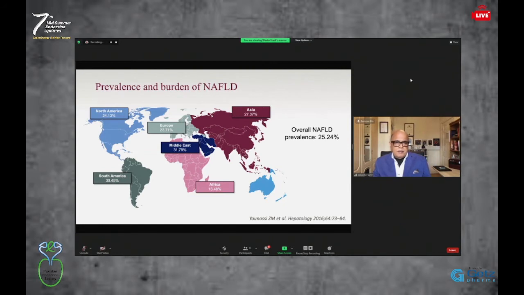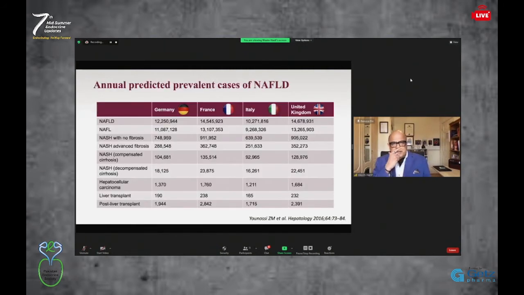About 31% in the Middle East, perhaps slightly less in Africa, but it is something that's affecting a quarter of the global population. Now, what is very interesting, and this is a study that looked at the progression or the annual predicted prevalent cases of NAFLD.